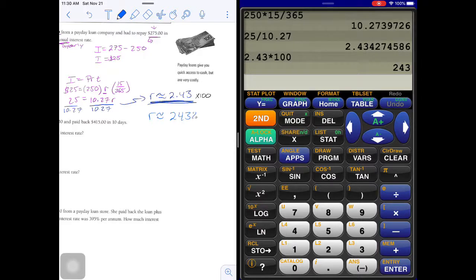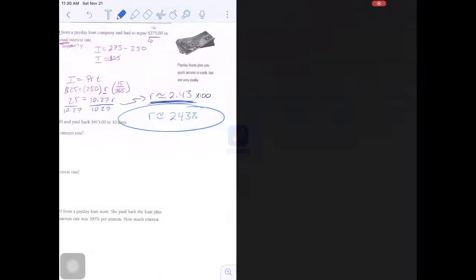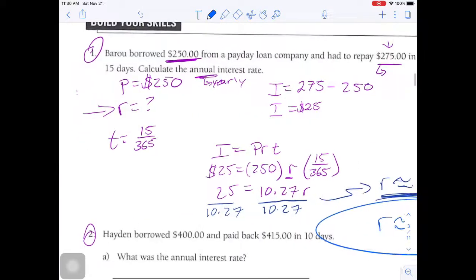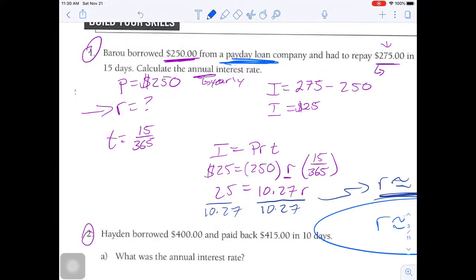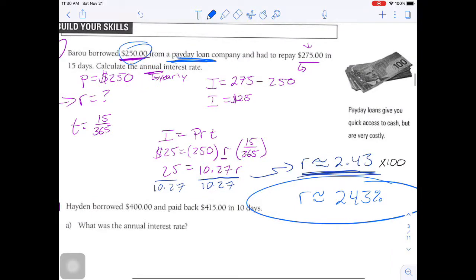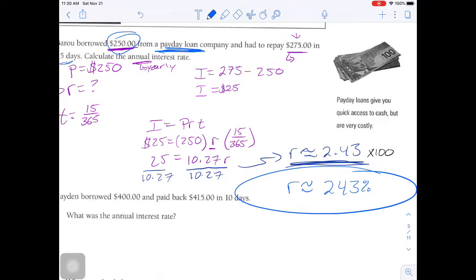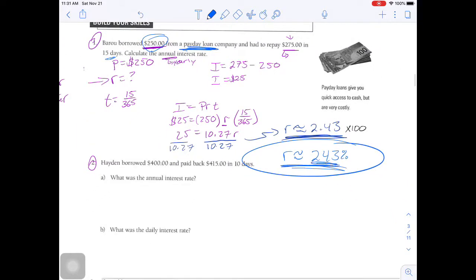243% interest. So that's a ton. So this must have been a payday loan, and we're right. How did I know it was a payday loan? Because it was a small amount of money and he paid it back quickly, but it was a huge interest rate. So if you take out a payday loan, you want to pay it back as soon as you can, because if you wait a year, you're going to be paying over 200% of $250.